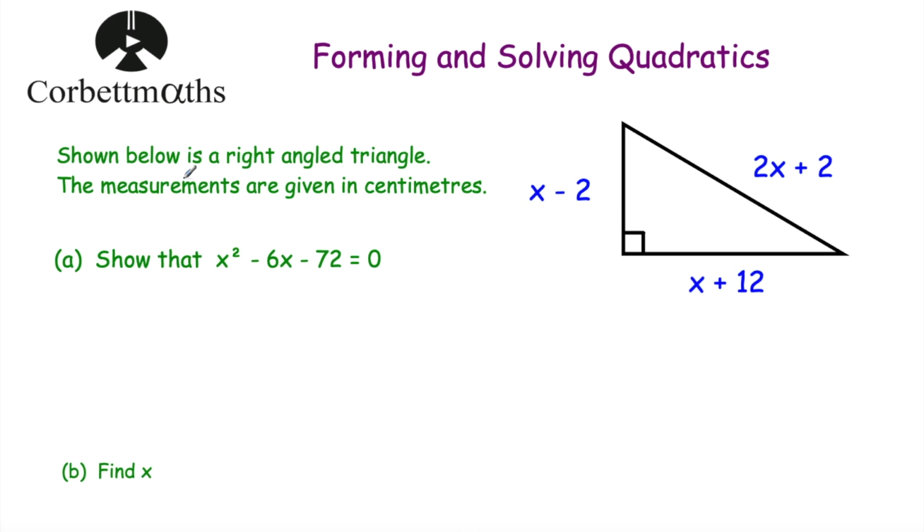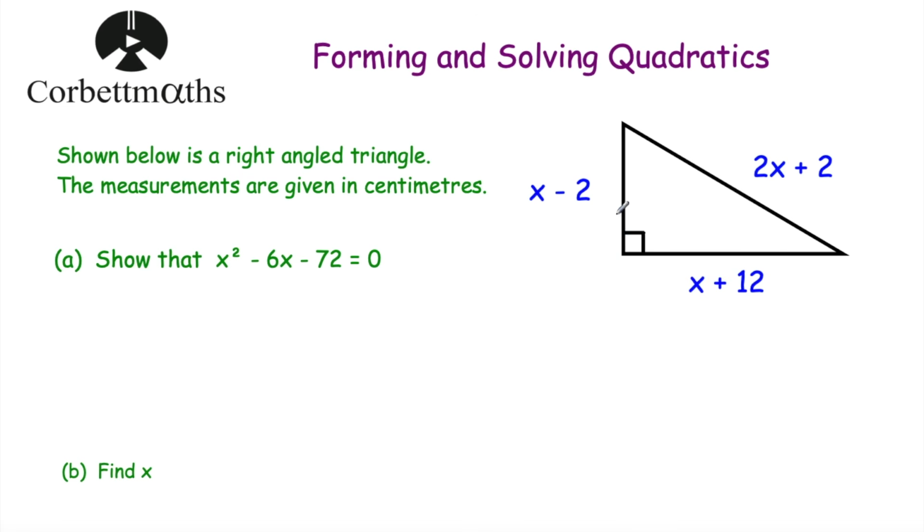So our next question says, shown below is a right angled triangle. So we've got this right angled triangle, and the measurements are given in centimeters. So that means the base is x plus 12 centimeters, the height is x minus 2 centimeters, and the hypotenuse is 2x plus 2 centimeters. And we've been asked to show that x squared minus 6x minus 72 is equal to 0. So this time we've been asked to show this. So that means whenever we form our equations, we need to get it in this form whenever we do some simplifying. So here we've got a right angle triangle, and we've got the lengths of the sides.